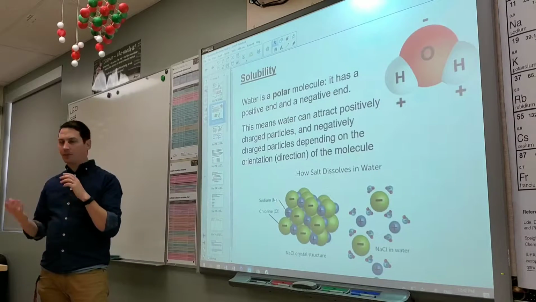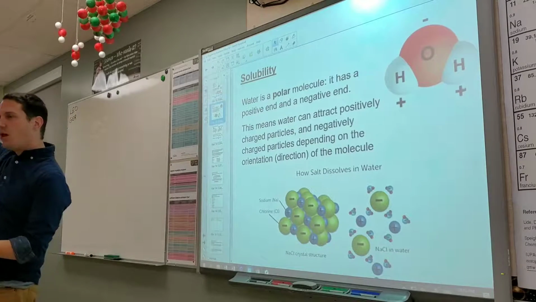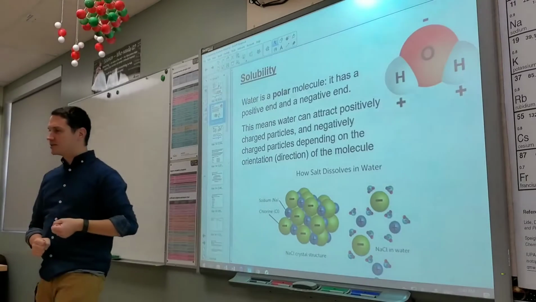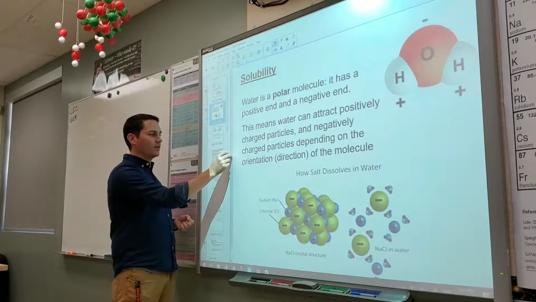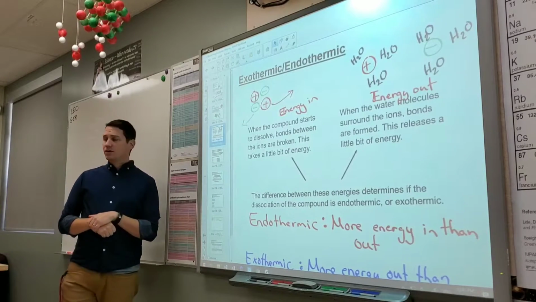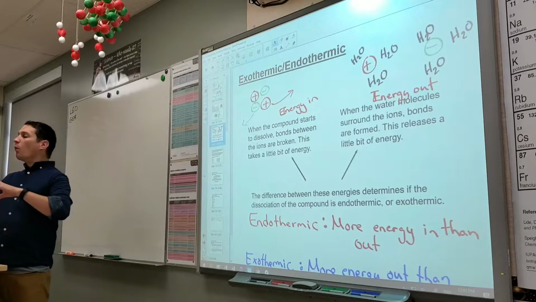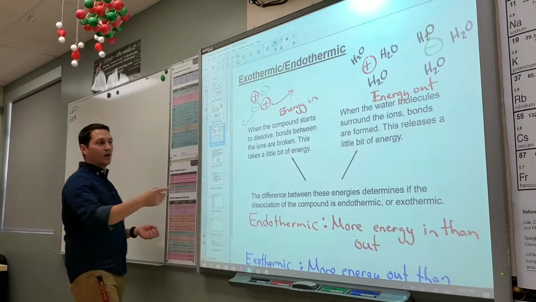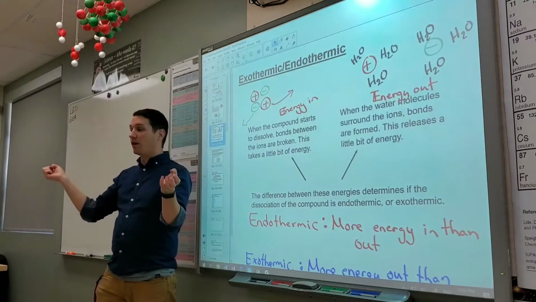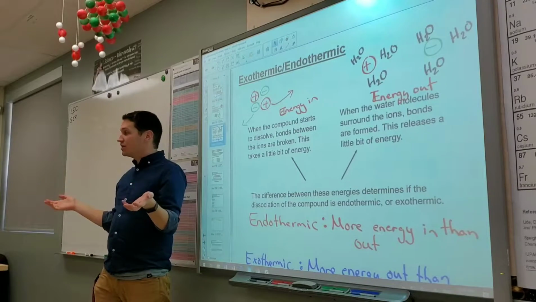So we talked a little bit about solubility. Water is a polar molecule, so the positive and negative ends of water can attract the positive and negative ions that are in some ionic compounds, that are in all ionic compounds. And then the last thing we talked about was this idea of when I take these ions apart, if I wanted to pull two ions apart, would that require energy? Would it take energy to do that?